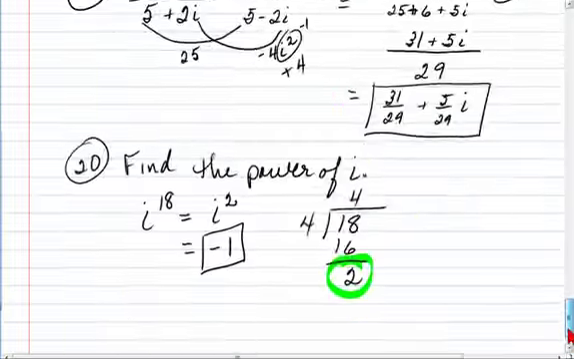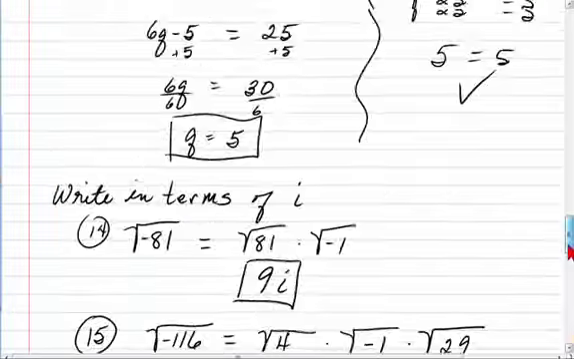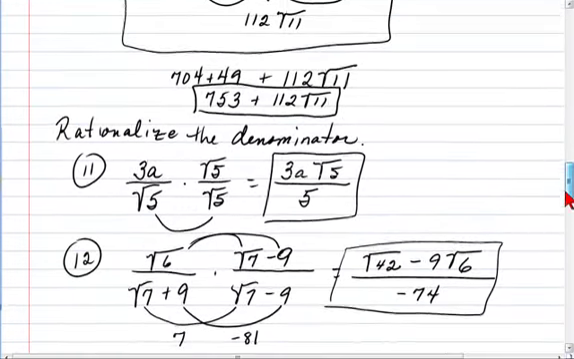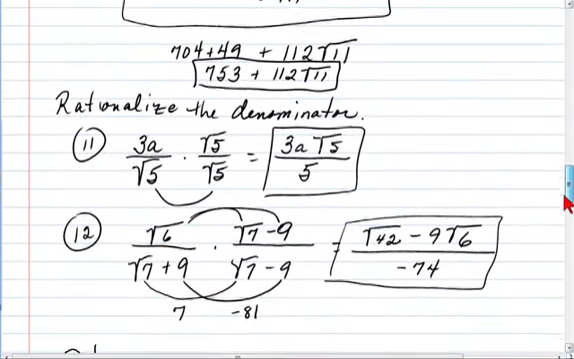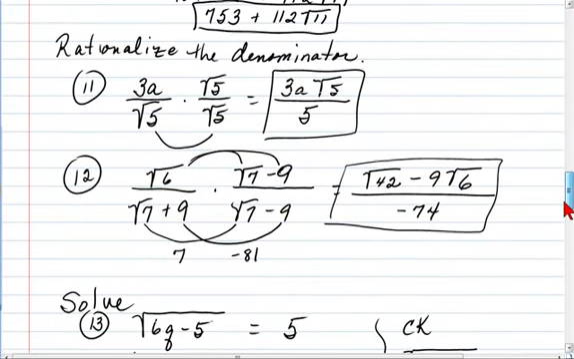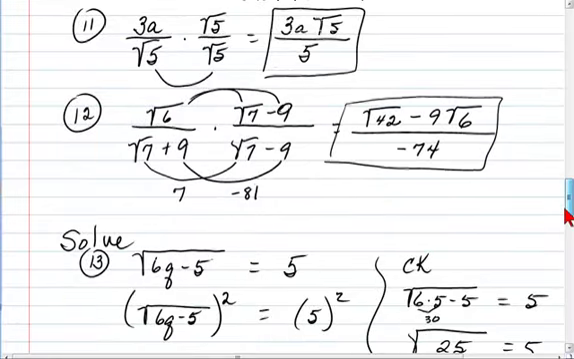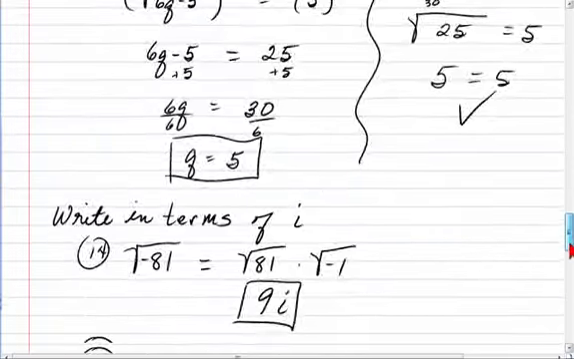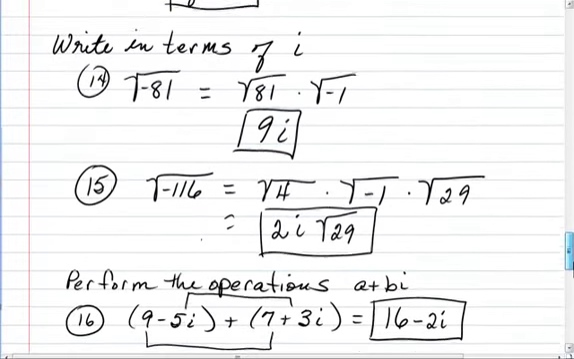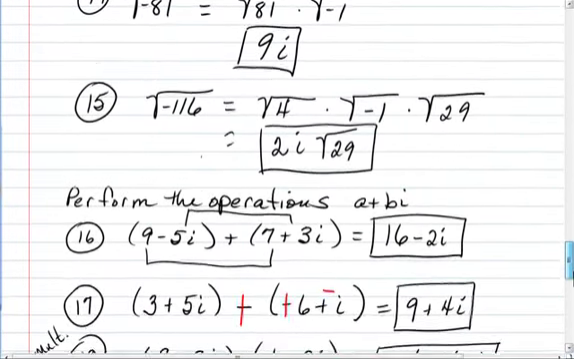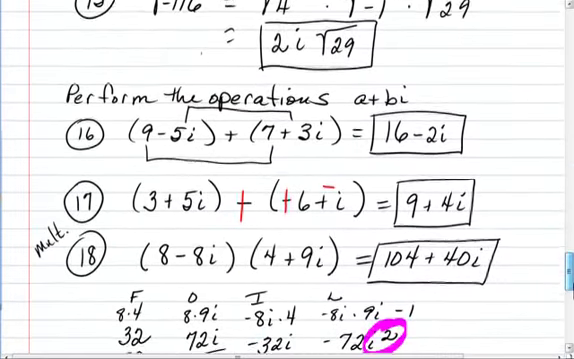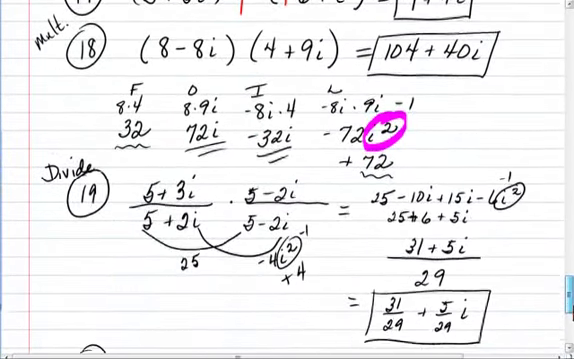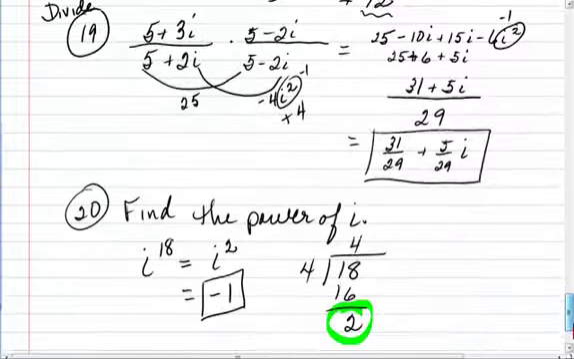Whoops. Guess I moved way too fast. Okay, that one's right. Number 11. Yes. Number 12. Yes. 13 is correct. 14, 15, 16, 17, 18, number 19, and number 20.